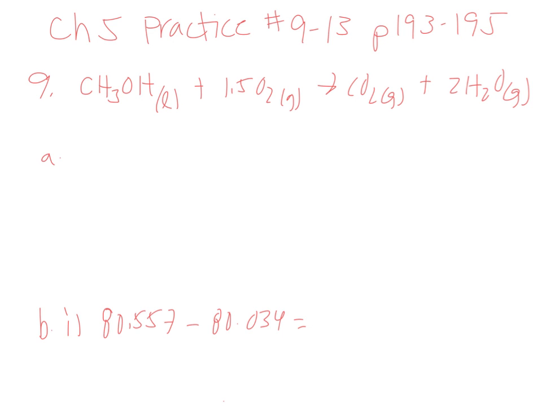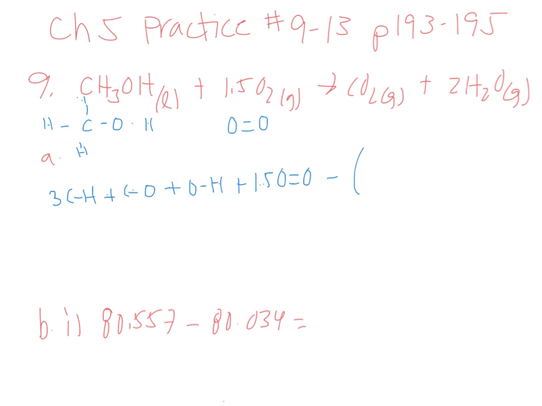So if you draw this, you've got carbon with 3 hydrogens on it, an oxygen, and then another hydrogen. So that would be 3 C-H bonds plus a C-O bond plus an O-H bond. And then the O2 is always double bonded to itself, so plus 1.5 times the value of an O=O double bond. And then we're going to subtract the bonds in the products.